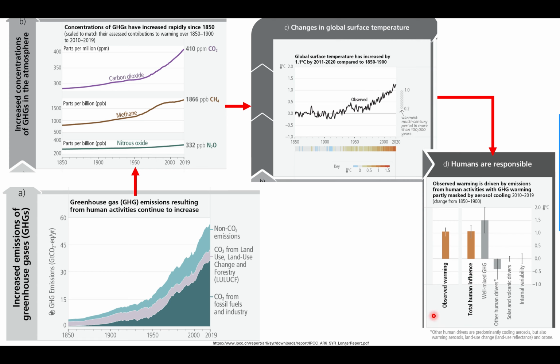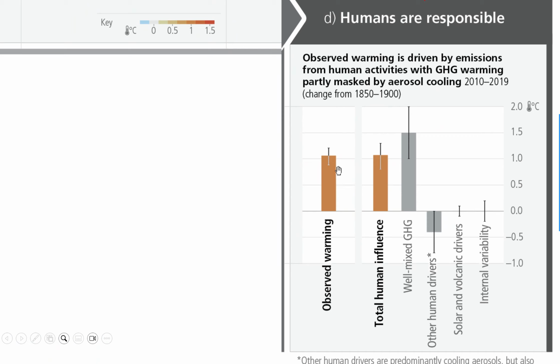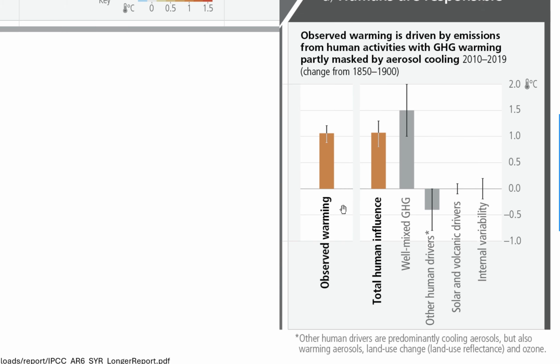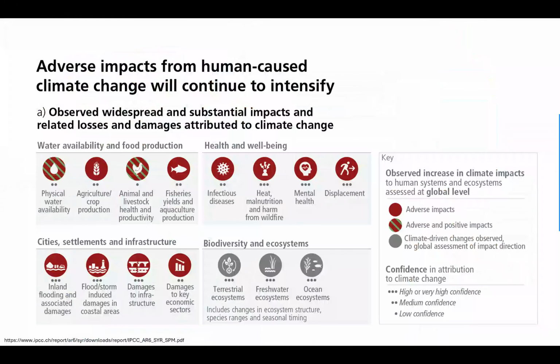So if you look at this graph, you see the observed warming. So what is the warming that is observed? Roughly around 1 degree compared to 1850 to 1900 temperatures. Look at the influence. Human influence actually matches what is being observed. If you model the amount of human influence, it actually predicts what is observed. So that says that we are responsible, and this climate change is happening.